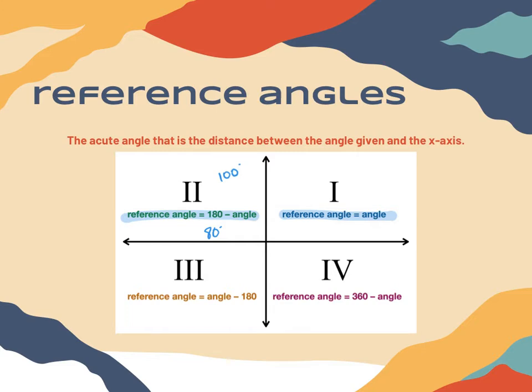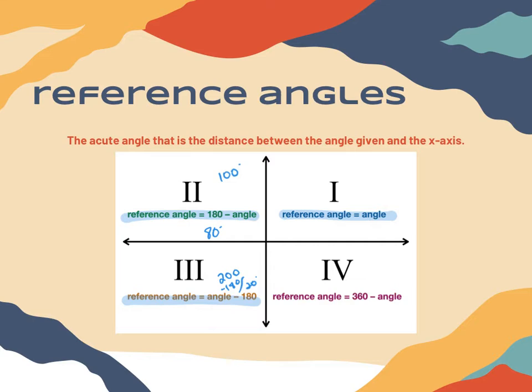If it's in the third quadrant, we do the angle minus 180 degrees. So if I said something like 200, then my reference angle would be 200 minus 180, and it would be 20 degrees. It has to be 90 or less than 90. So if it's bigger than 90, you know you've done something wrong.